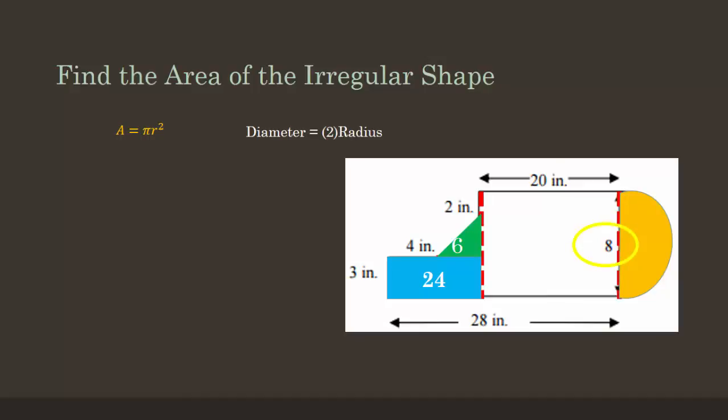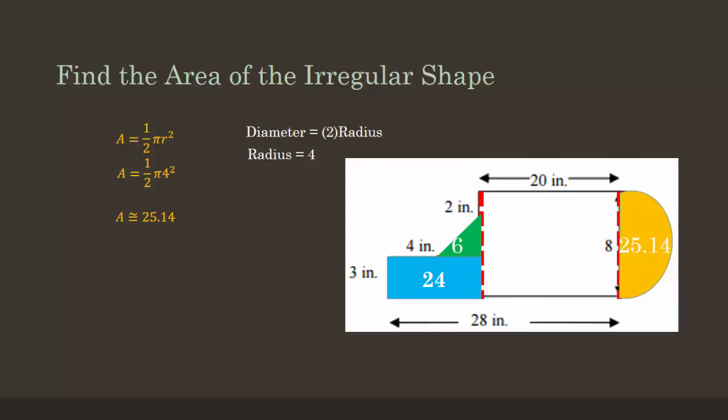So with the diameter of 8 in the semicircle, we know that radius is going to be 4. Now even though we have the formula for finding the area of a circle, we're only dealing with a semicircle, or half of a circle. So therefore we want to multiply our formula by 1/2 to get that the area of this half circle is going to be 1/2 pi r squared.